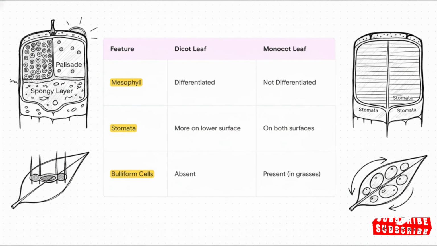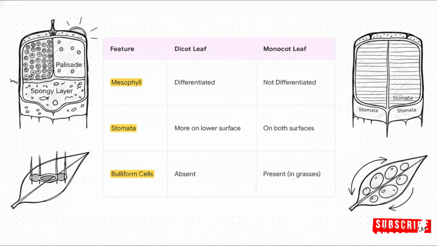Let's dig into this. That internal tissue, the mesophyll, is highly specialized in a dicot leaf. It has a palisade layer on top, packed tight to act like a dense solar panel, and then a spongy layer below with tons of airspace for gas to move around. Monocot leaves, again, are more uniform.